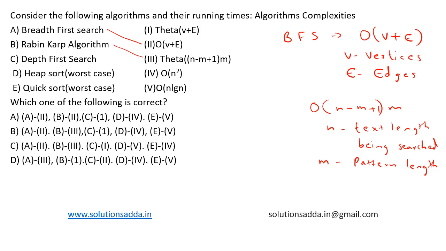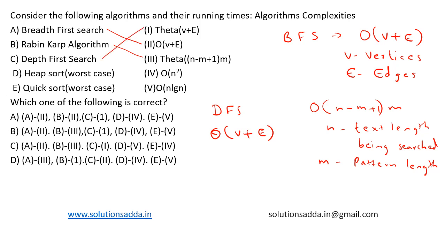Then we are having depth first search. In depth first search, the worst case time complexity is theta of V plus E. So this is the time complexity where V represents the number of vertices and E represents the number of edges. So C can be mapped to 1.